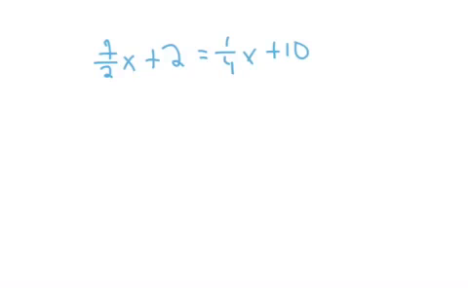Okay, this time I have two different denominators, a 2 and a 4. If that ever happens, you have to find the common denominator, or usually go with your larger value. So my common denominator out of 2 and 4 is 4. So I'm going to multiply every single term by 4.